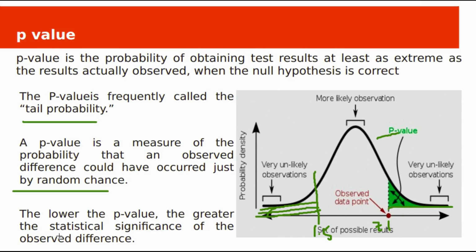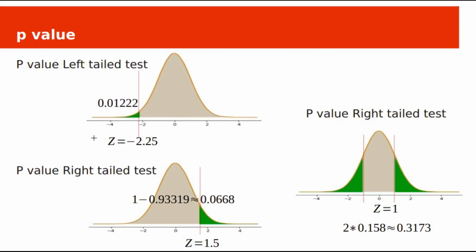Lower p-value, greater the statistical significance. It means if your results are very extreme, then if you calculate the area after this value, this probability value will be very less, so results are significant. Let's see how to calculate p-values for known Z value.